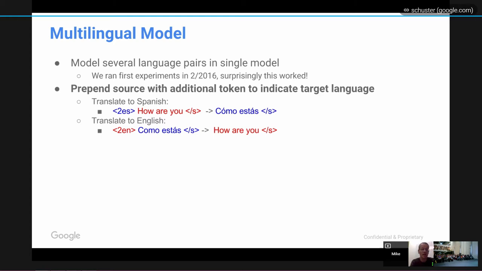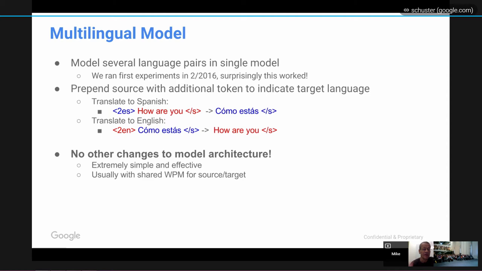We prepend to the source an additional token to indicate the target language, in the data only. So if you want to translate "how are you" to Spanish, you just put this token in front of it, 2ES, meaning to Spanish, and feed that to the system, and out comes Spanish. In the same way, if you want to translate to English, you put this 2EN token in there, and you get English. So if you amend your data like this, you can put any languages you want into your system and train it just like before.